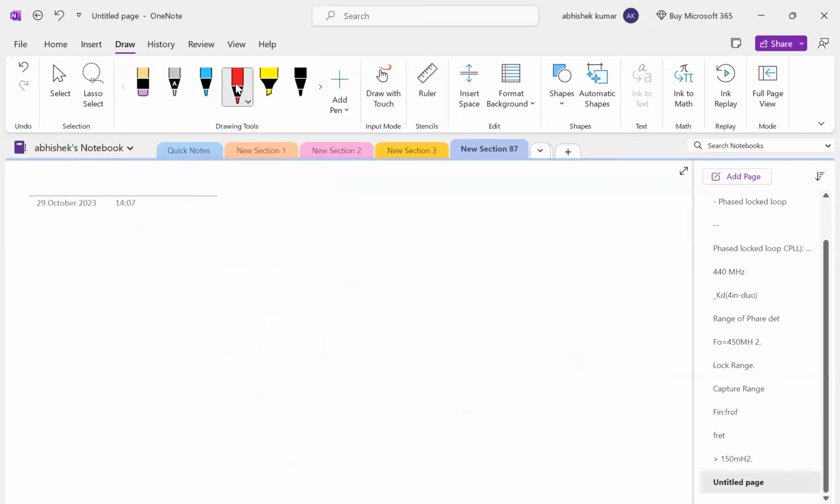So basically they are asking for the range of N values required to produce an output ranging from 440 megahertz to 450 megahertz, and we have the reference signal f reference equal to 25 kilohertz. Just now we studied that f out is equal to N into f ref.